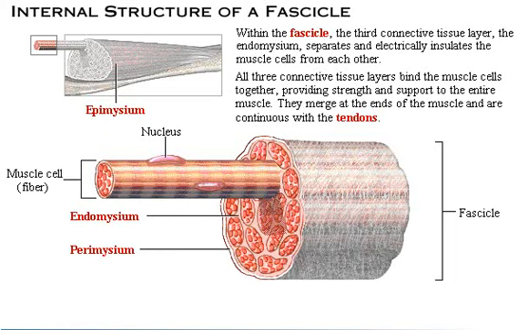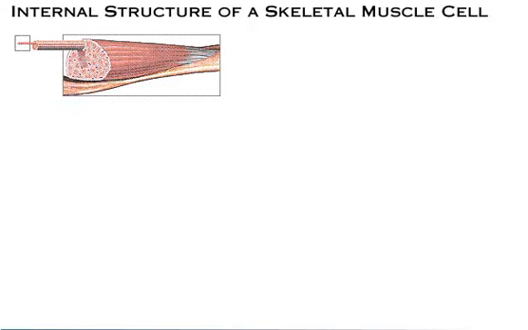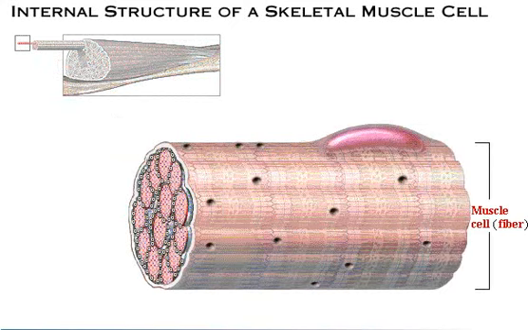to the entire muscle. The connective tissue layers merge at the ends of the muscle and are continuous with the tendons. To continue moving through the levels of skeletal muscle, click on the muscle cell to enlarge it and view its internal organization. Because skeletal muscle cells are elongated, they are often referred to as muscle fibers. Let's look at the internal structure of these unique cells.